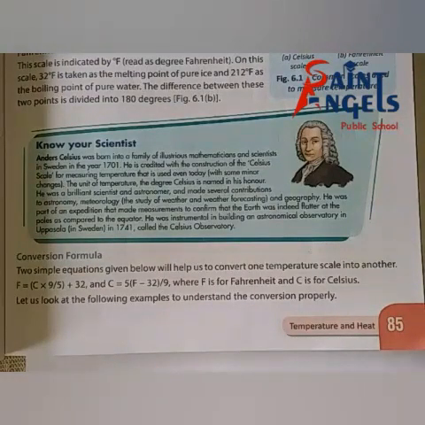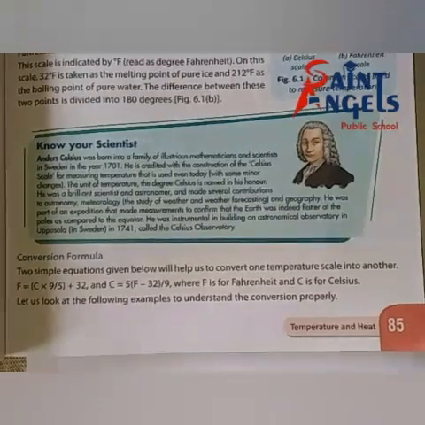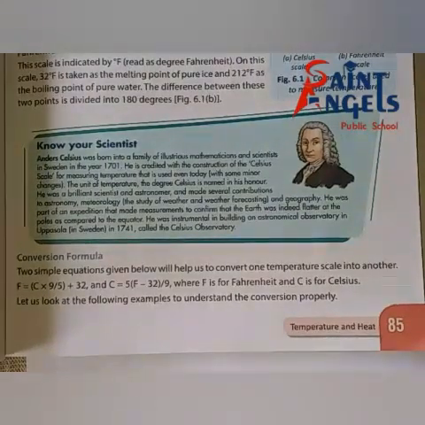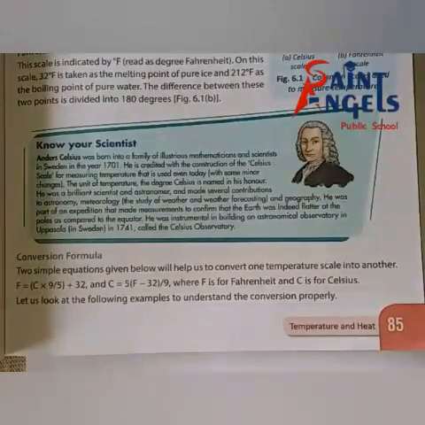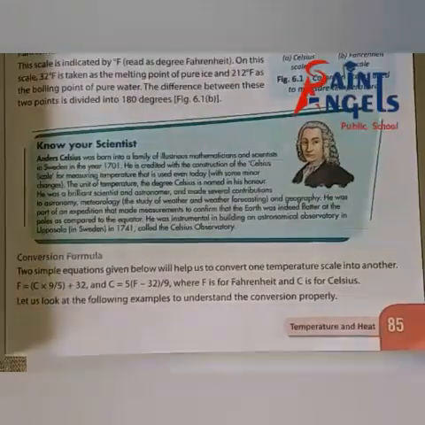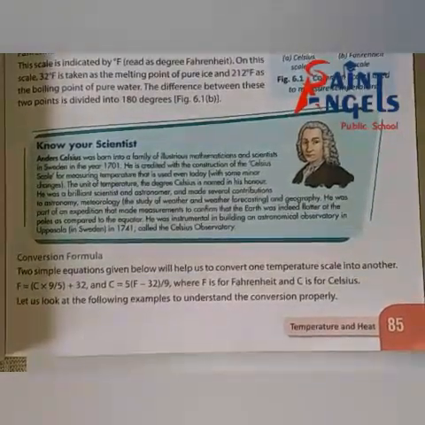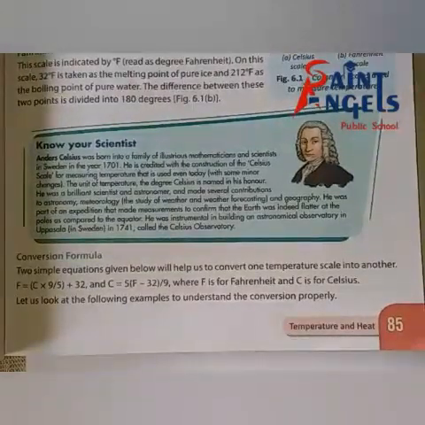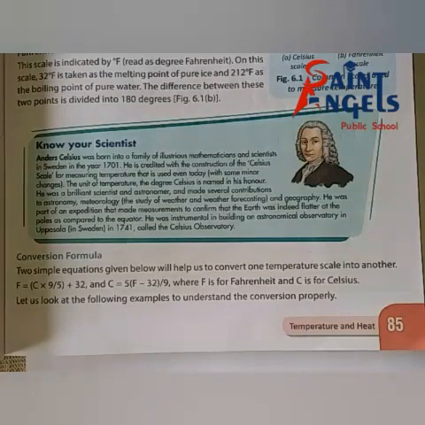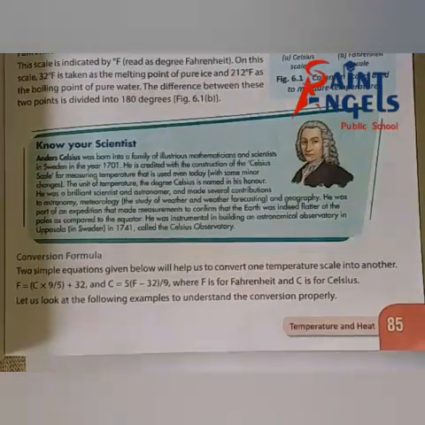Students, as you know, we are studying Chapter 6 in Science of Standard 7th, Temperature and Heat. In our previous class, we discussed temperature. What is temperature? The degree of hotness or coldness of a body or a place is called temperature, and we also discussed how we can measure temperature.